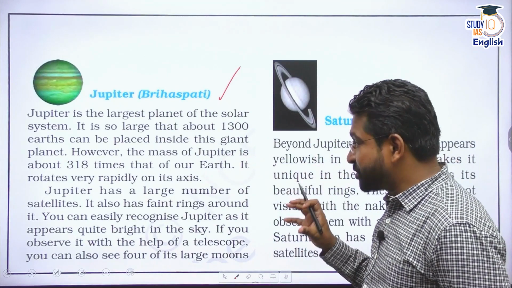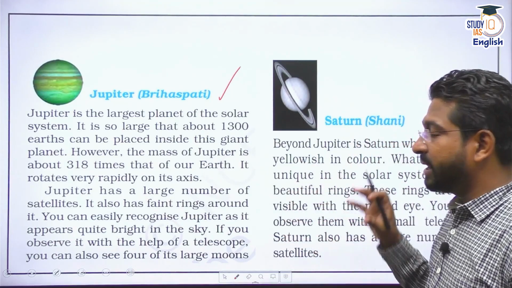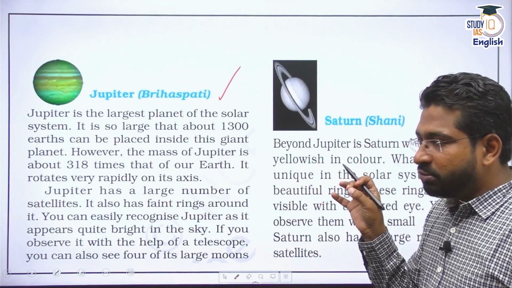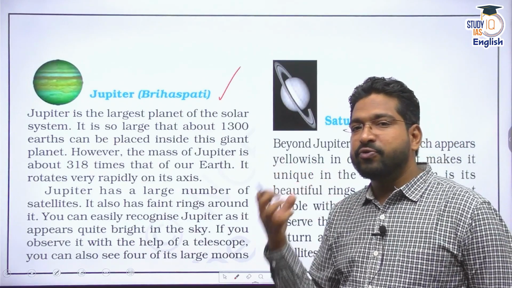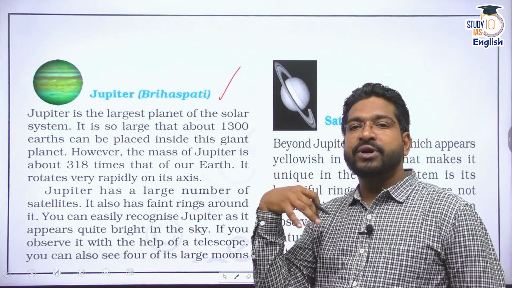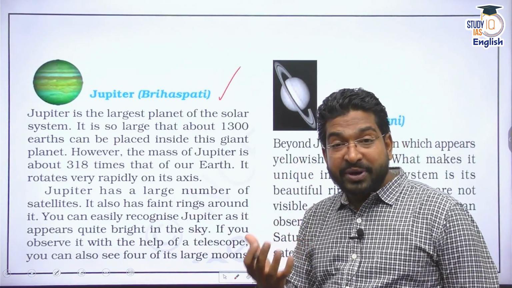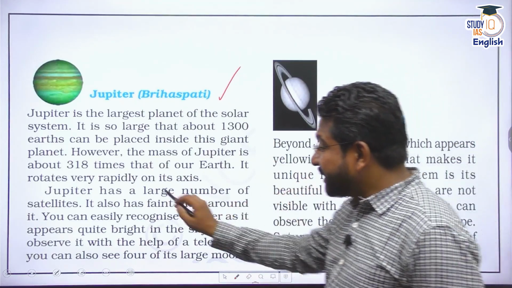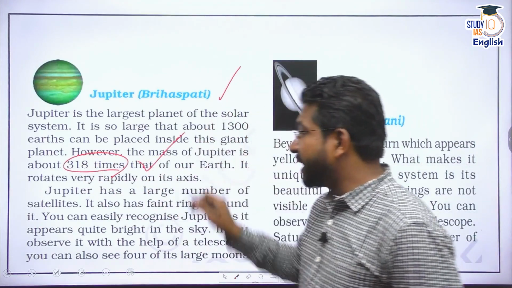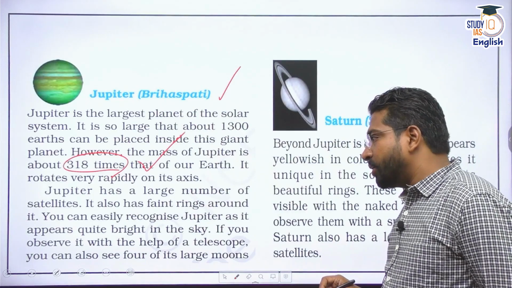It is a gaseous giant. It is a giant of a planet. And just imagine the size. I told you moon is about 1/4 of Earth. That means Earth is 4 times that of moon, and Jupiter is 318 times that of Earth, and it rotates very rapidly on its own axis.